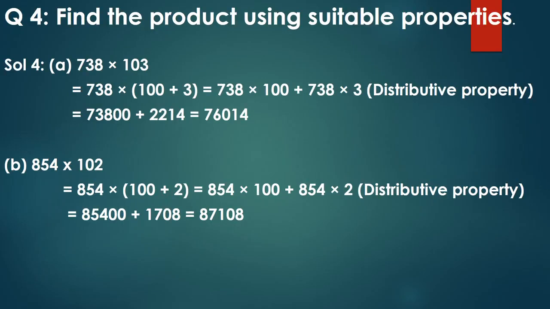Now see the fourth question. Find the product using a suitable property. 738 multiplied by 103. Now see how we can write down 103. We can easily write 103 as 100 plus 3. So it is 738 multiplied by 100 plus 3. Once we multiply 738 by 100, then we will multiply 738 by 3, and then we will add both the products. This property is known as the distributive property of multiplication over addition. Okay, in this way you can do all the 4 parts I have done.